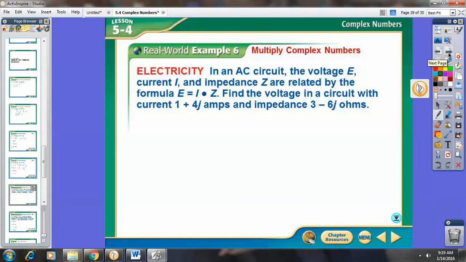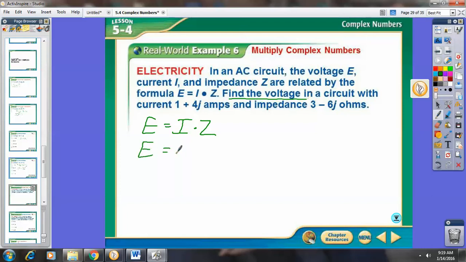All right, this one's up with the word count, but we can work through this. It says, in an AC circuit, the voltage E, current I, and impedance Z are related by the formula E equals I times Z. Find the voltage in a circuit with current 1 plus 4j amps and impedance of 3 minus 6j ohms. Okay, it sounds way worse than this really is. Let's think about our formula that we're given. E equals I times Z. They're wanting us to find the voltage. What variable is standing for voltage? E. They're wanting us to find E.